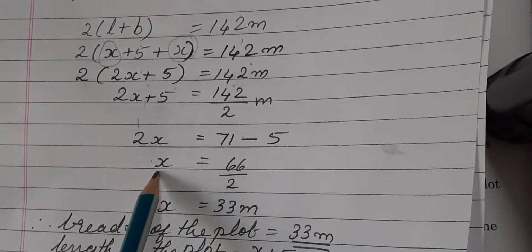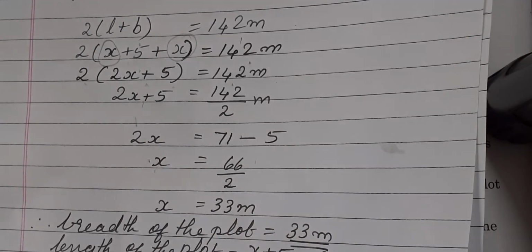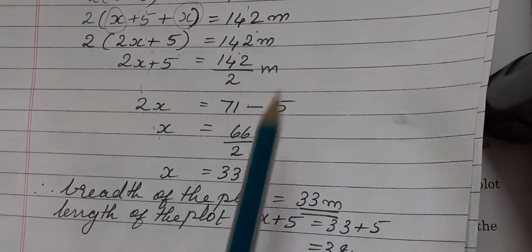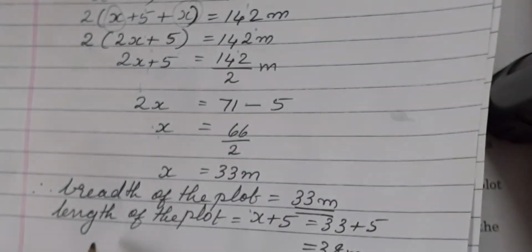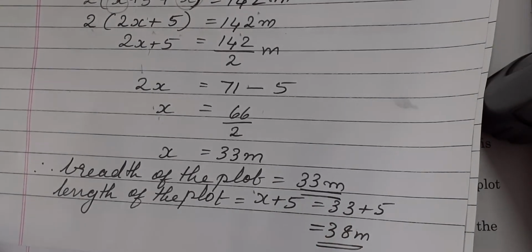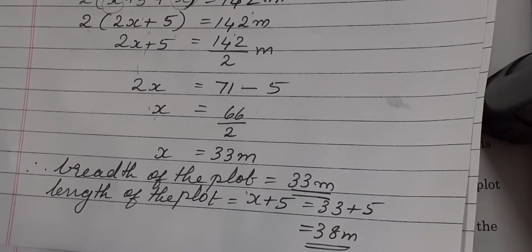Okay, then what will be the value of x? 66 divided by 2. Then x is equal to 33 meter you will get. x means breadth. Okay, so what will be the length? x plus 5, isn't it? So 33 plus 5 you will get 38 meter.